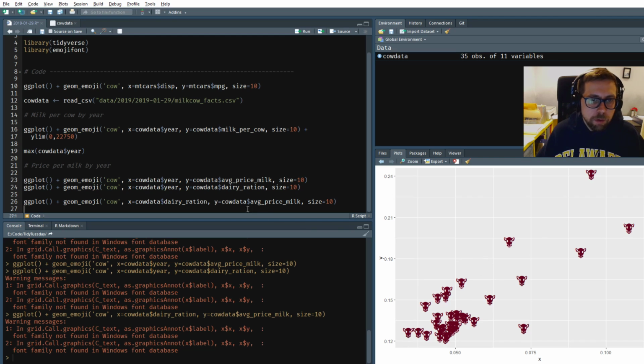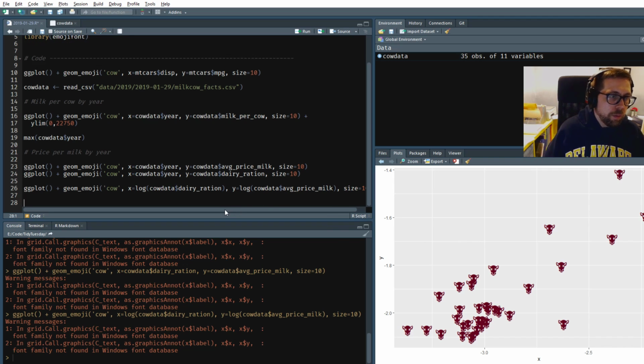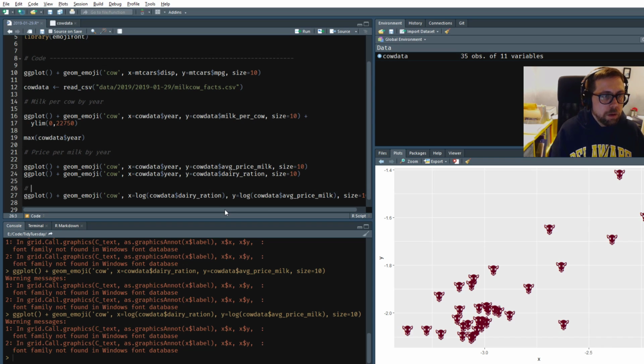I wonder if it would help to log these. See if we can kind of normalize the scale a little bit more. I mean, maybe it helps a little bit. Spreads them out a tad, but it's still kind of a strange looking data set. So let's go ahead and plot. Well, let's make sure we comment our code.